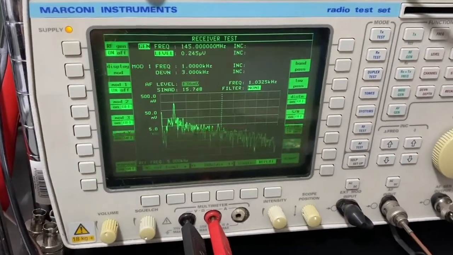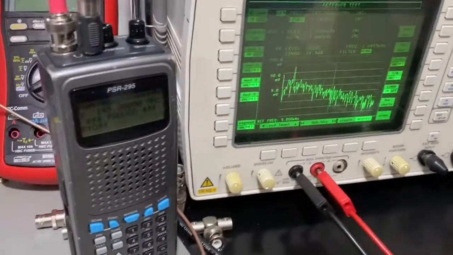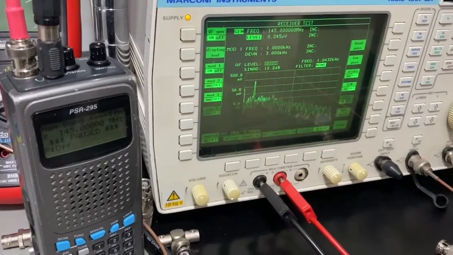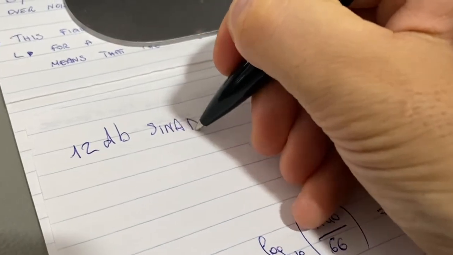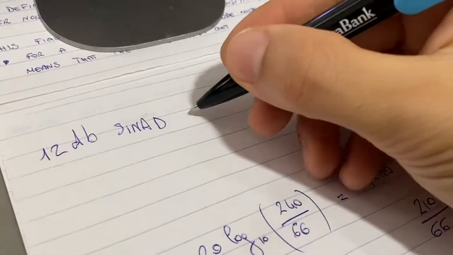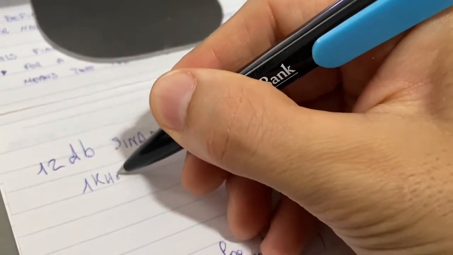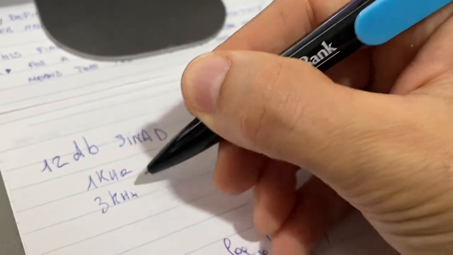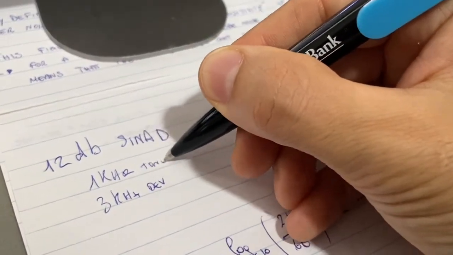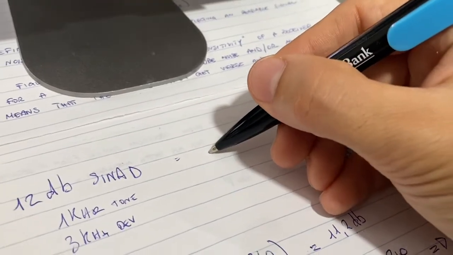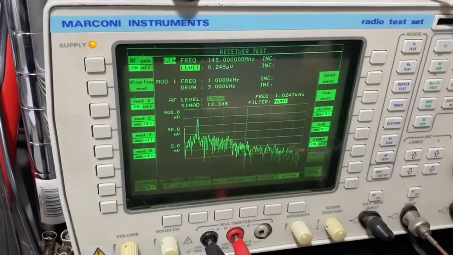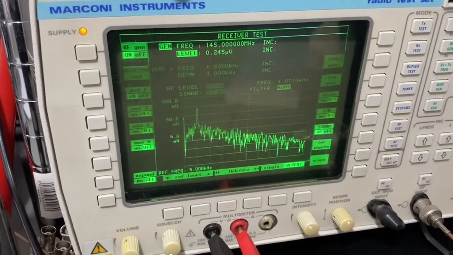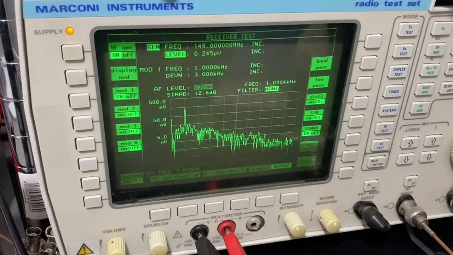Now, if we want to establish the spec for this receiver and write the sensitivity on this band, we will say that for 12 dB SINAD, with 1 kilohertz tone and 3 kilohertz deviation, sensitivity will be about 0.25 microvolts. 245, let's call it 0.25. That's it. That's how we define the SINAD.